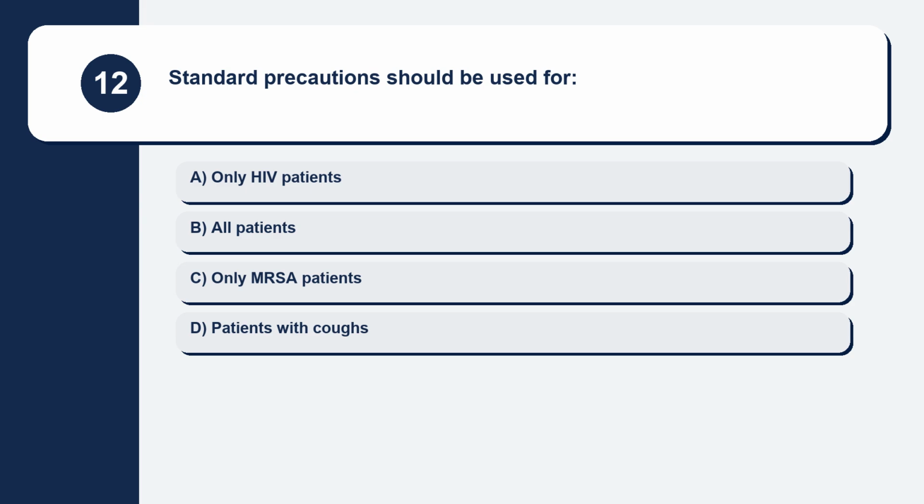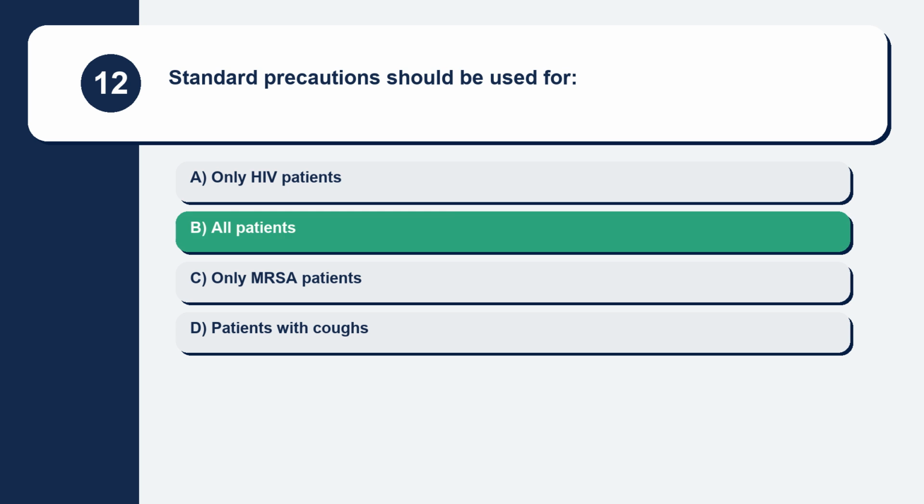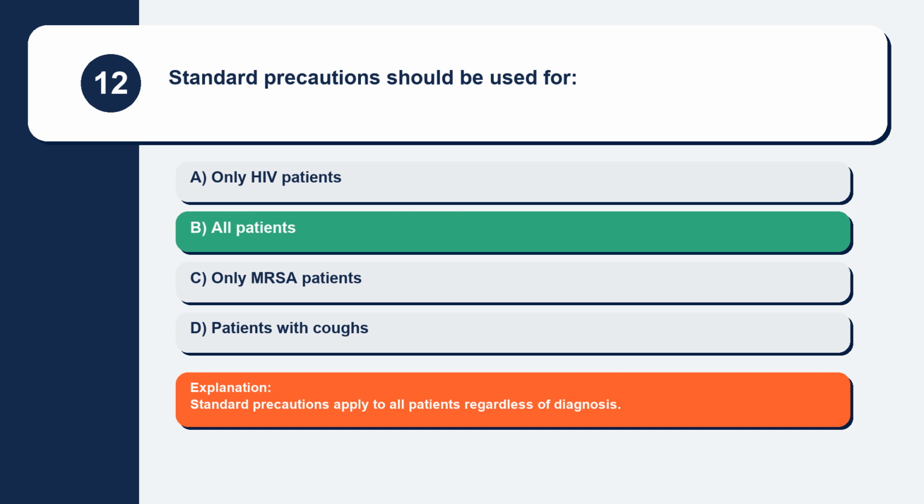Question 12. Standard precautions should be used for only HIV patients, all patients, only MRSA patients, patients with coughs. Standard precautions apply to all patients regardless of diagnosis.